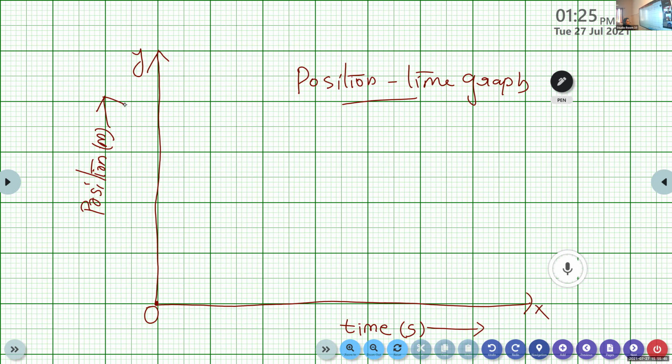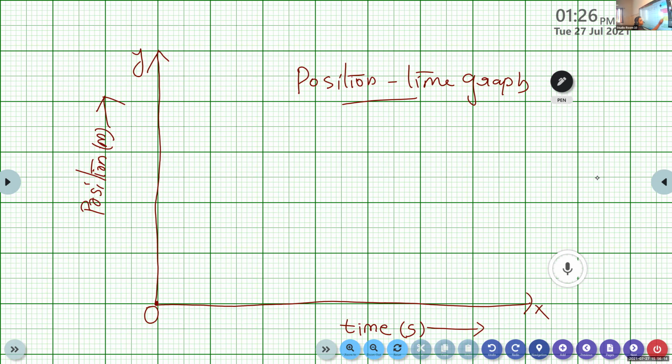Okay, so position time graph, as the name implies, is a graph in which the time is taken along the x-axis and the position is taken along the y-axis. Here the time is an independent variable and the position is a dependent variable. It depends on time. That is why we call it a dependent variable. And a graph is a pictorial representation of the relation between any two variables.